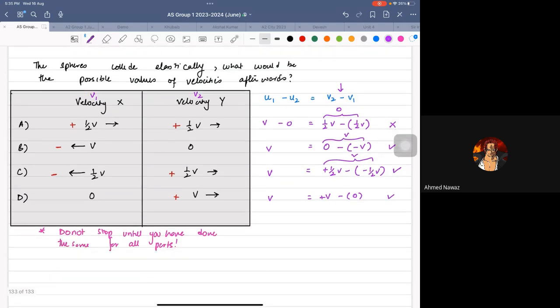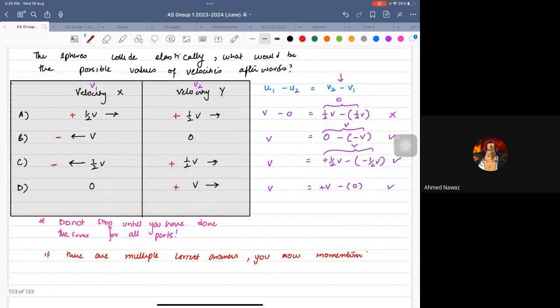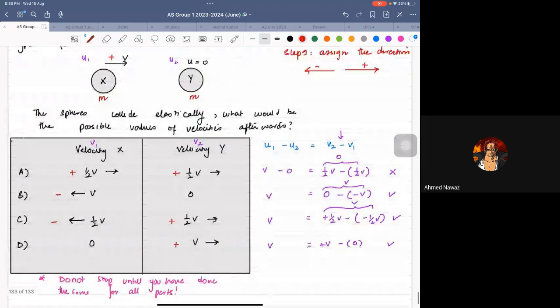This elastic and inelastic is tricky because once you've done this, if there are multiple correct answers, you now check momentum, because whatever happens, momentum cannot go wrong. Every collision must follow the law of momentum. So elastic and inelastic can give you multiple answers, but momentum must give you the same.